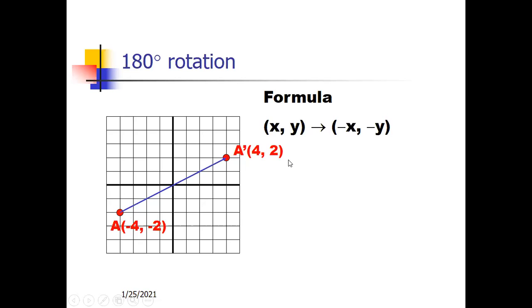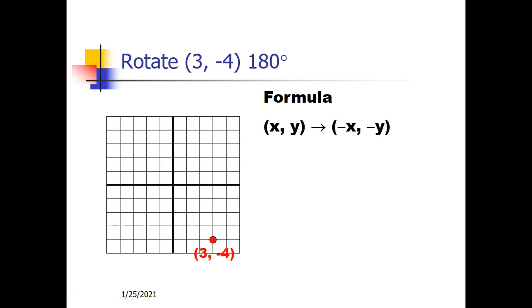Could you please tell me what happened? If it's x and y, what happened to the coordinates? You will change the sign for both. Yes, change the sign for both. So we have negative 4 and negative 2 becomes 4 and 2. So if you are going to rotate any figure, whether counterclockwise or clockwise, then you have to change the sign for both.